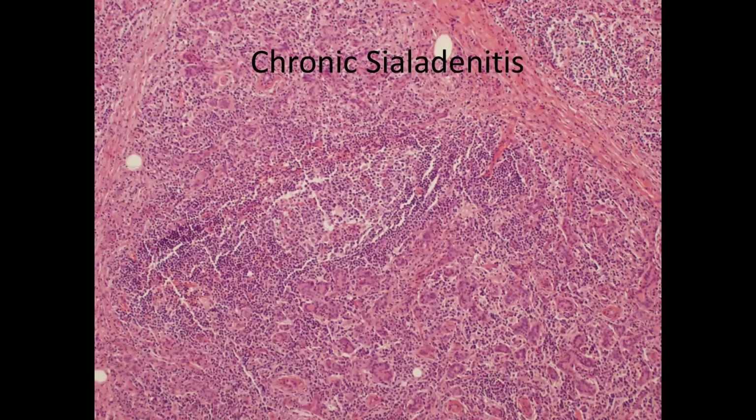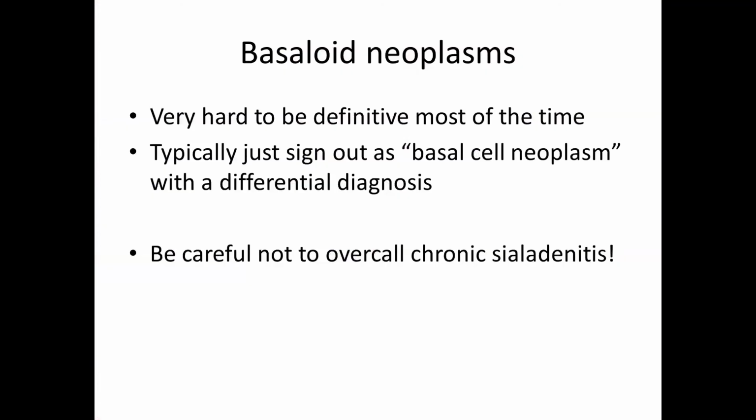So if you have a very scanty aspirate, if the radiology is not definitive for a mass, and if you have lymphoid cells in the background, then you always have to have chronic sialadenitis cross your mind, because that's one diagnosis that you can suggest that may change the management. Otherwise, I think you just kind of have to punt in these cases.